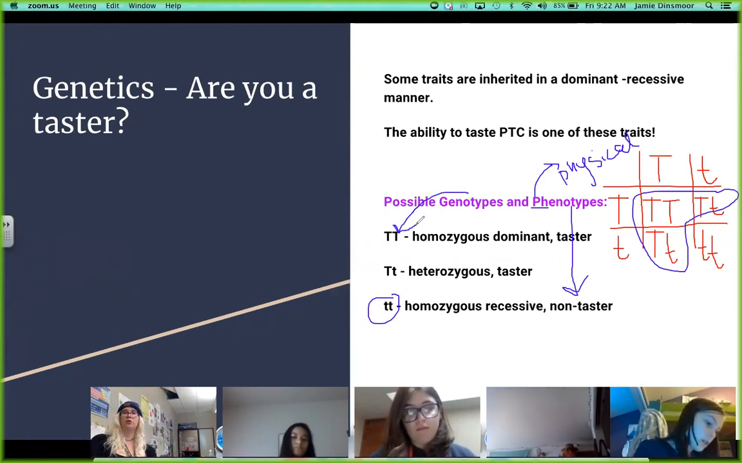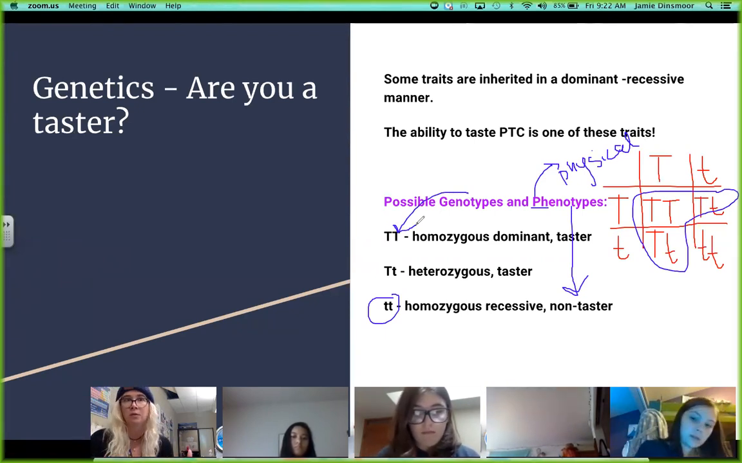Now keep in mind, these letters are representing the genes. If we looked at your genes, we're not going to see little t's or big T's on them, right? It's a representation of the gene. So the genotype is going to be the letters, and the phenotype is going to be the trait, whatever it is. So in this case, if you're a non-taster, your phenotype is that you're a non-taster. Your genotype would be little t, little t.